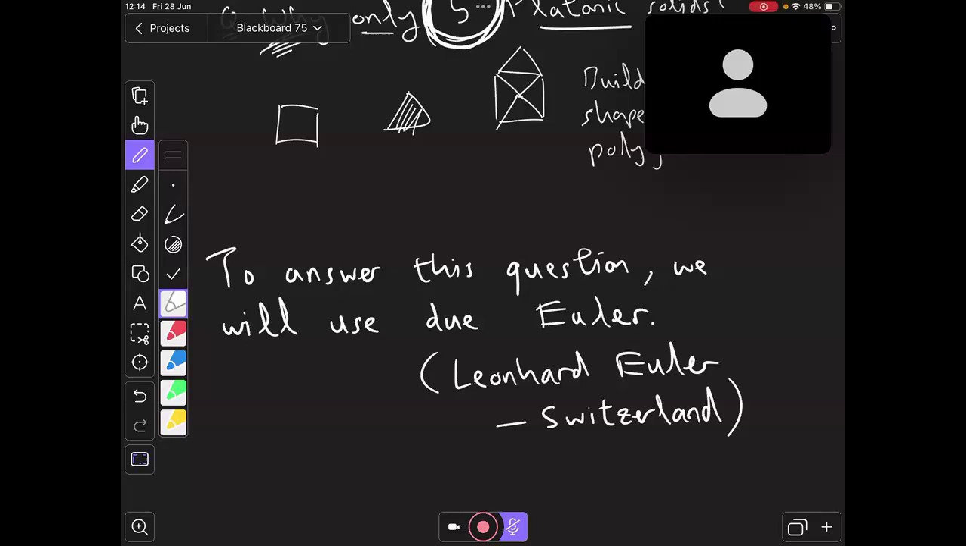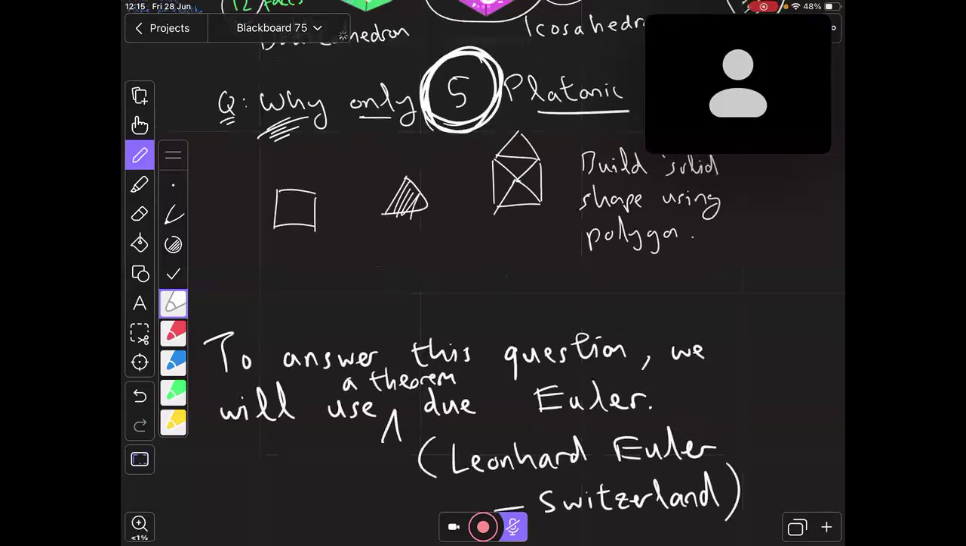So we will use, sorry, I forgot to say a theorem. I said it and I didn't write it down. A theorem due to Euler, okay? So what I'm going to do now is tell you what Euler's theorem says without proving it yet. And then we will use Euler's theorem to answer the question about the Platonic solids, okay? And then when I'm finished, if we've time, I will prove Euler's theorem.